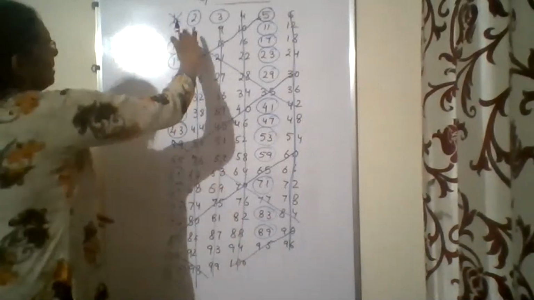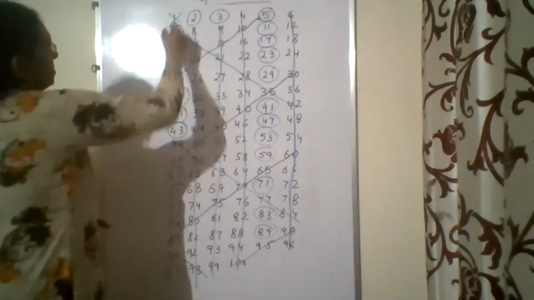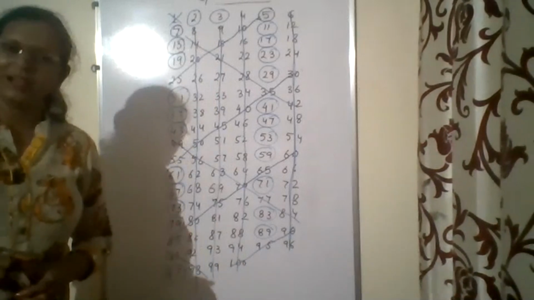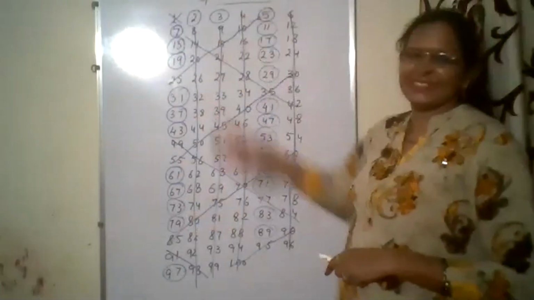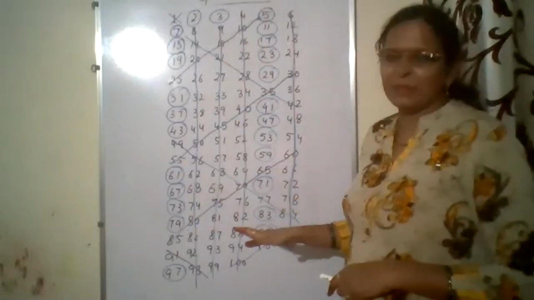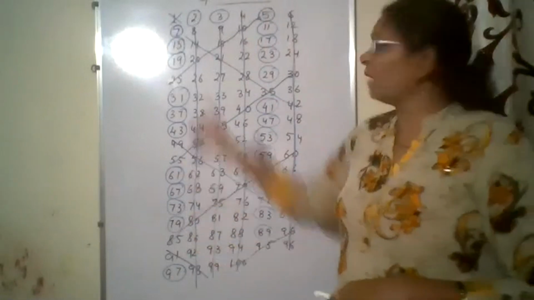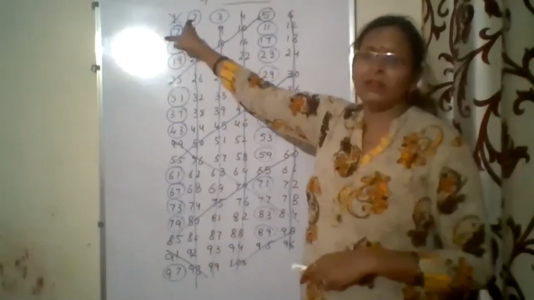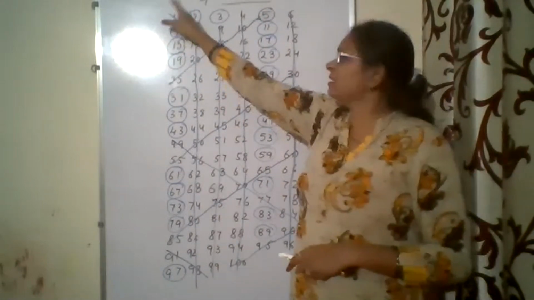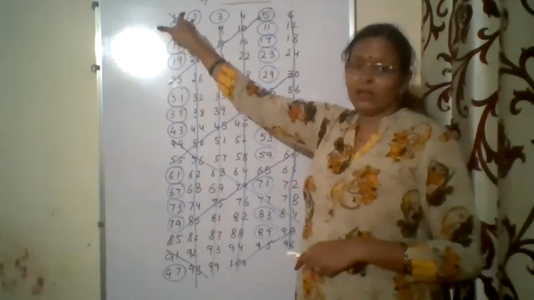See, 7 is a prime number, so you can circle 7. Right? I hope it is clear to everyone, and I hope you all will practice this trick also so as to get all the prime numbers between 1 to 100. See, 1 is neither prime nor composite. So that is the reason why we strike off 1.